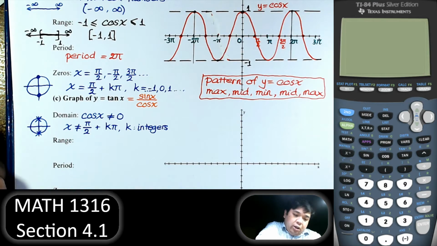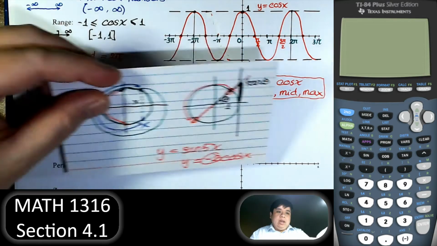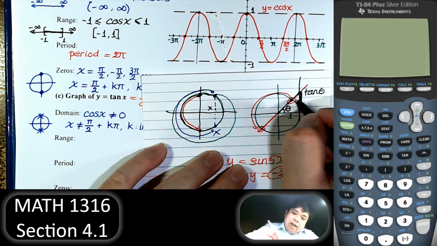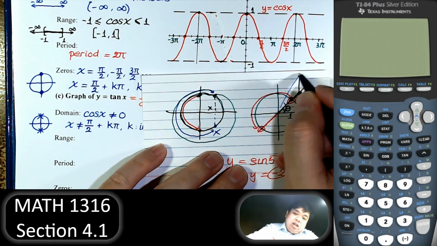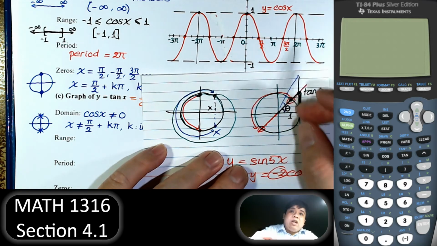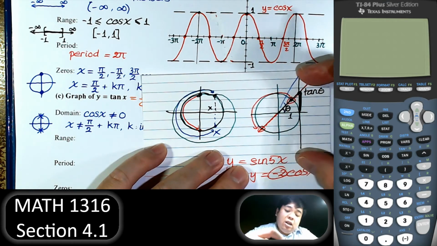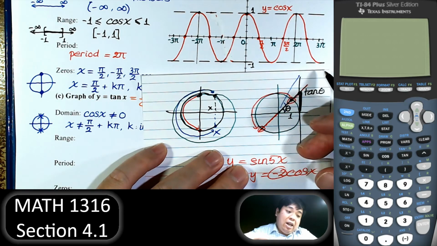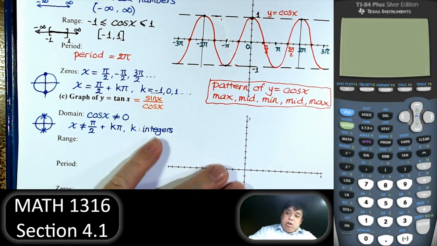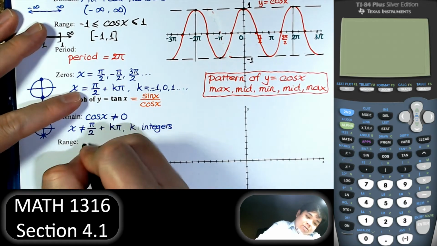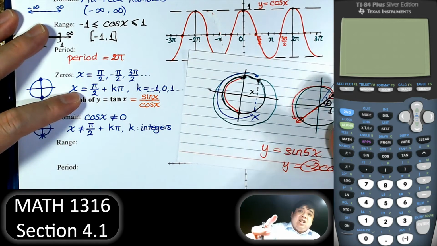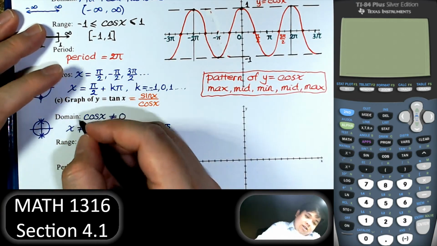The range. Well, if you look at this, if we have a very big angle, it will pretty much intercept the whole tangent line. Since it can be anywhere on this line, it can be any number. So the range for the tangent is all real numbers, because we have a tangent axis and it could be anything.